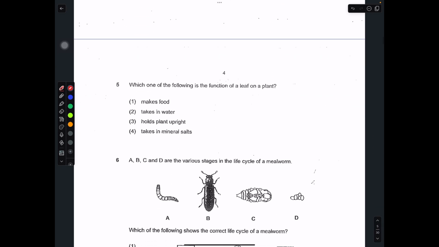Which of the following is the function of a leaf on a plant? The only function that is tagged to the leaf of the plant is to make food, and it needs to be able to trap light to make food, and it's being done by the leaf. So number 1 is the answer. Options 2 and 4 are trying to say the function of roots, while the other is trying to say a function of a stem.